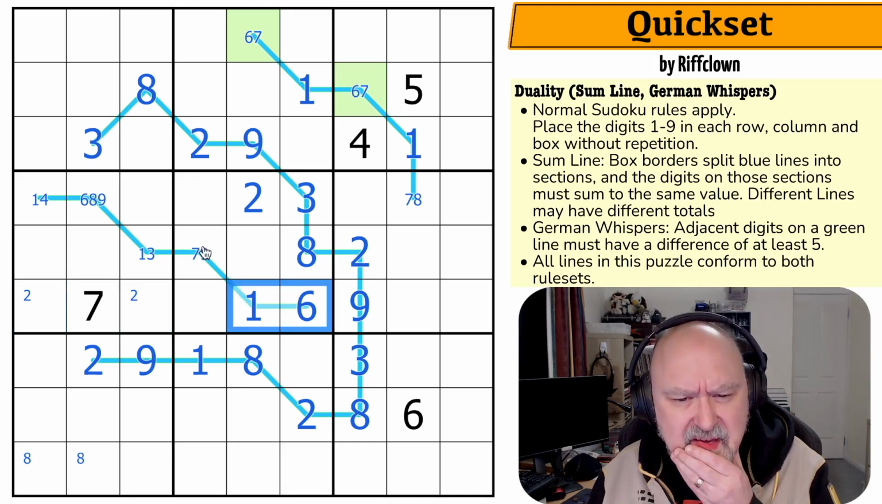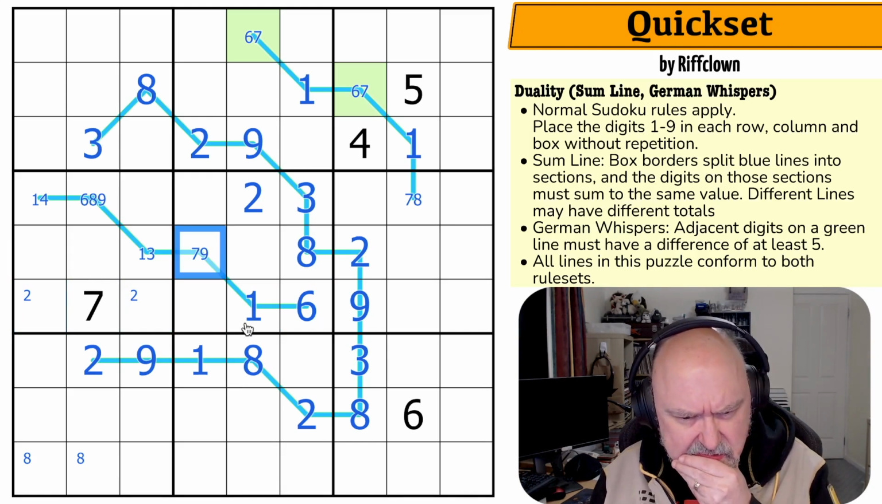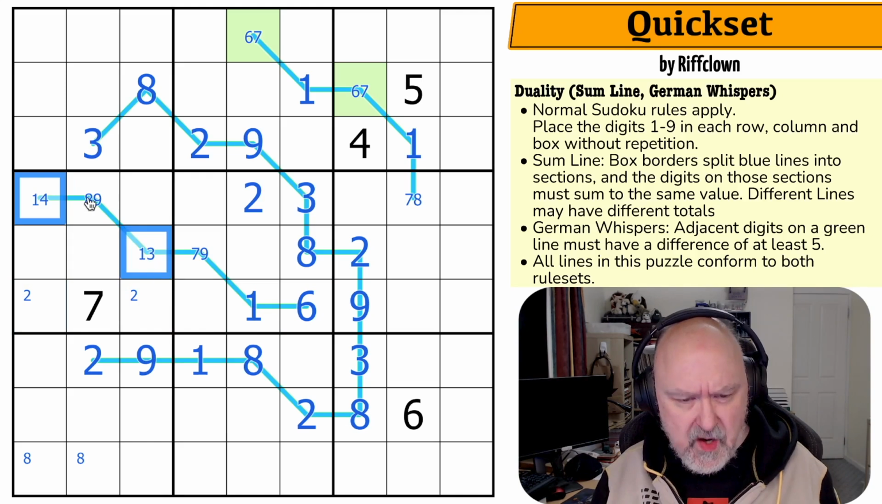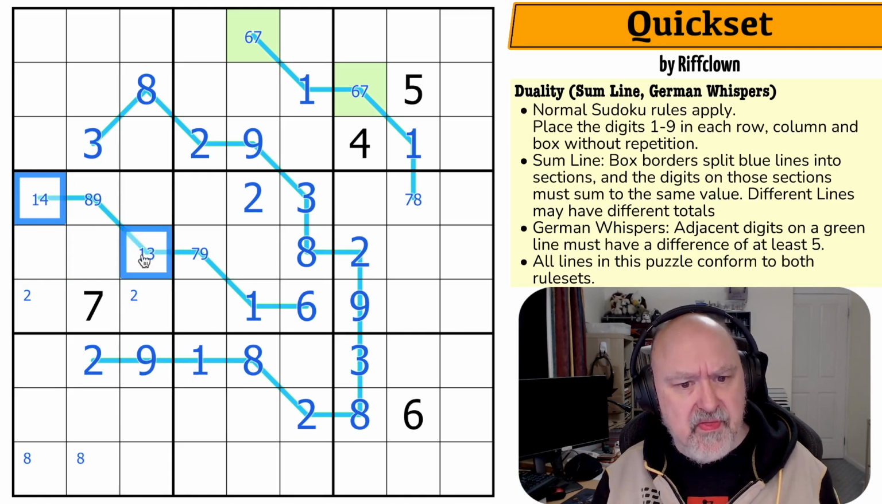Huh. I think it is this. Well, this can't be a 6, because if this is a 6, both of those are 1. Right. Well, if this is 1, 3, these sum to 4. If this is a 1, this becomes a 3. These sum to 4.